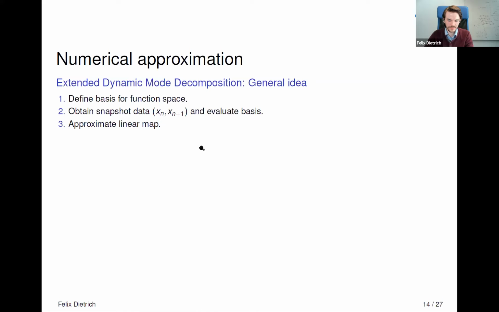The EDMD idea I explain a little bit more on the next two slides again, mostly because we used it for all the following results to study these algorithms. So essentially you just define a function space by picking a basis. And of course, this is the very crucial step, as Alex has said, because picking the basis poorly will result in a poor approximation. If you have snapshot data like this, you can just evaluate this basis on it and then approximate the linear map.